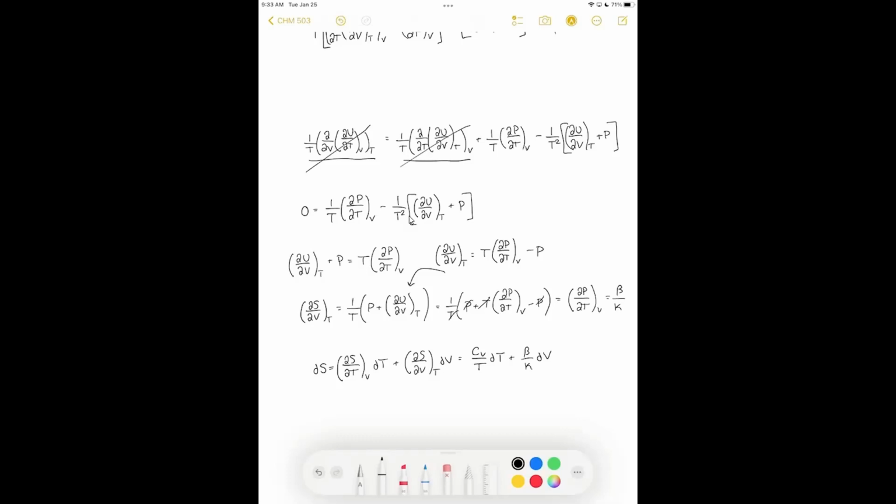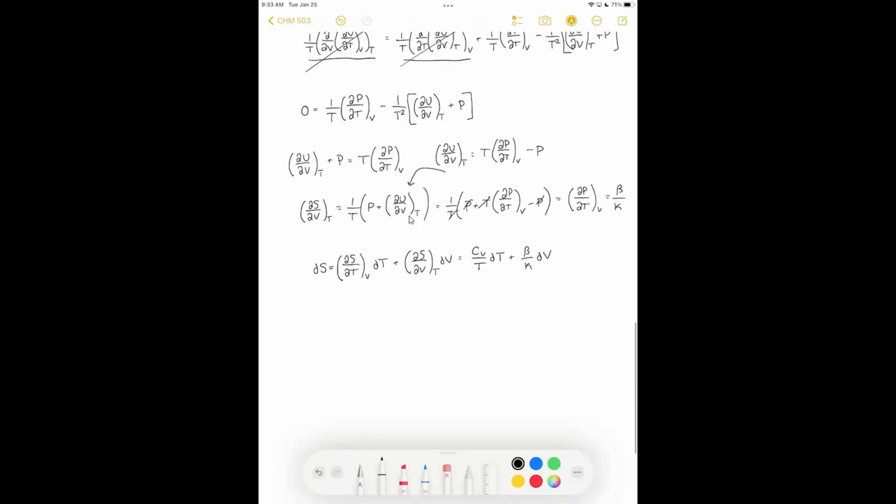And of course, if we actually want to get a delta S, we need to integrate. So from this, delta S is equal to the integral of Cv over T dT plus the integral of beta over kappa dV. And this will allow us to calculate a delta S as a change of temperature and volume. On the homework and in class, we'll go through how to do the same thing for pressure. We won't do that here in the lectures.